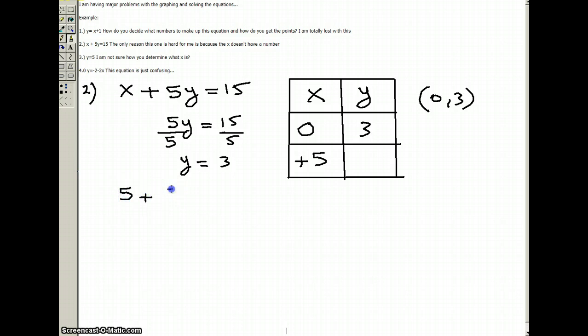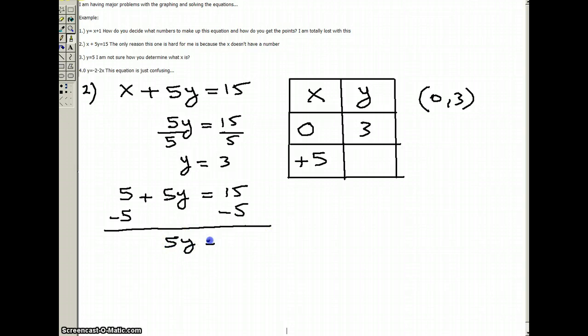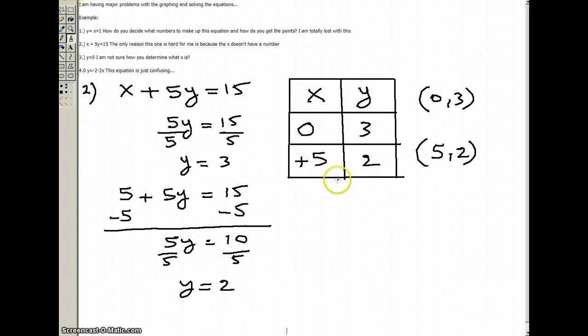5 plus 5y equals 15. To solve this, I need to subtract 5 from both sides first. I get 5y equals 10. Then I divide both sides by 5, and I get y equals 2. So now I have 2 points. I have 0, 3 and 5, 2. With 2 points, I can plot a straight line.